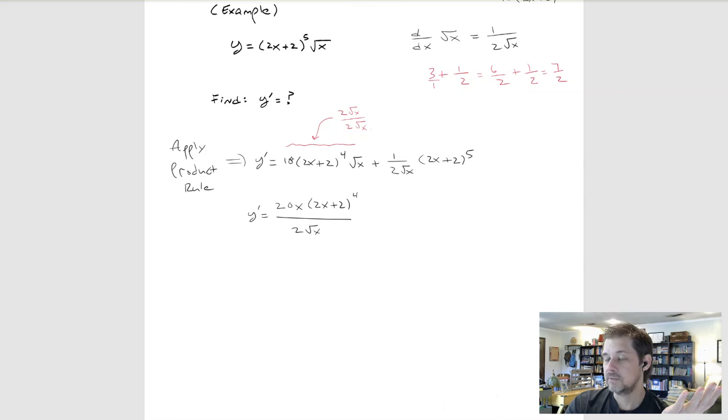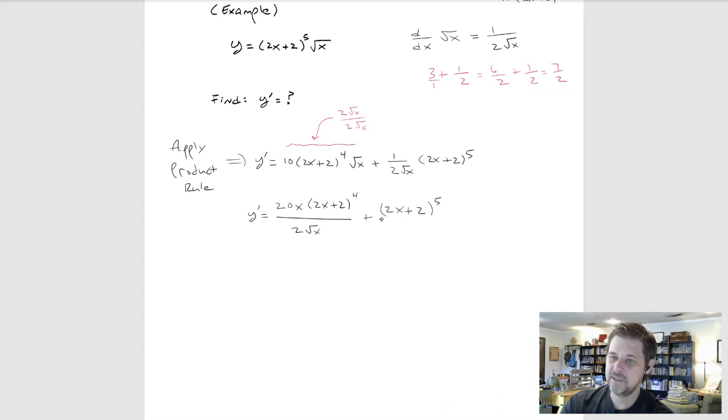Well, 2 times 10. The x, where'd that come from? Well, I got root x times root x. That would be x. So that's how I get 20x. Then obviously I get the (2x + 2)^4, and then there's my common denominator. Now I'm going to add that to, well, this fraction amounts to (2x + 2)^5. That's on top, that's over the bar.